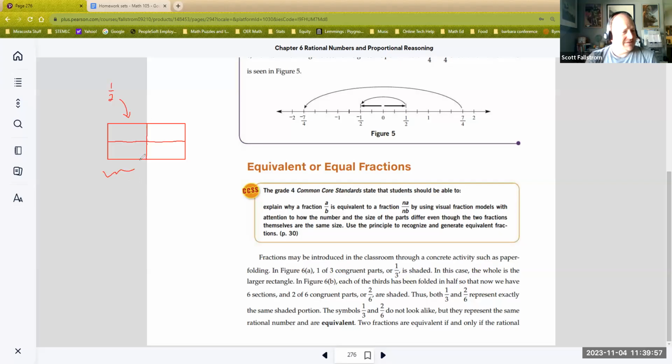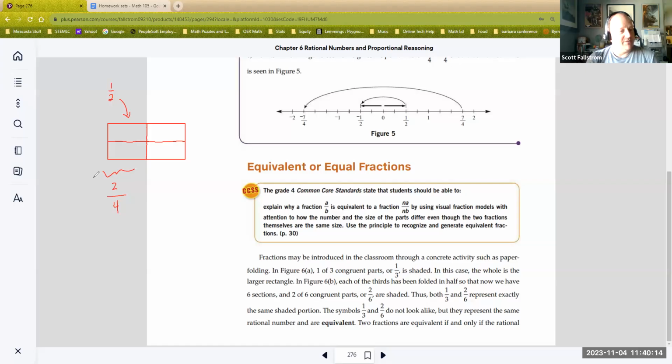Well, you can see from this that you still have half of the candy bar, but that half is now 2 pieces. It just happens to be 2 of the 4 pieces that you would have. Okay. And you could continue with this.